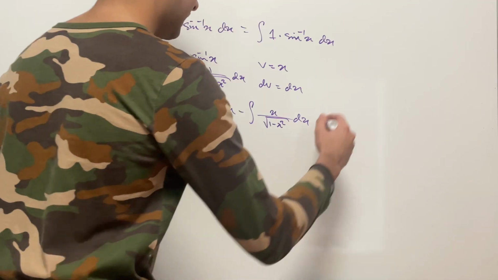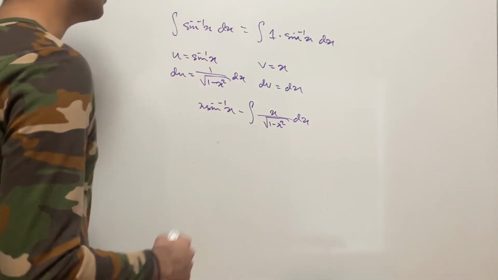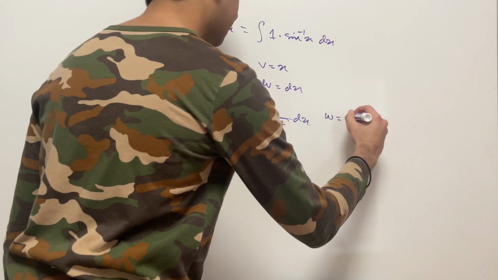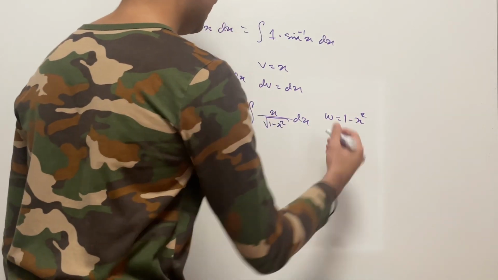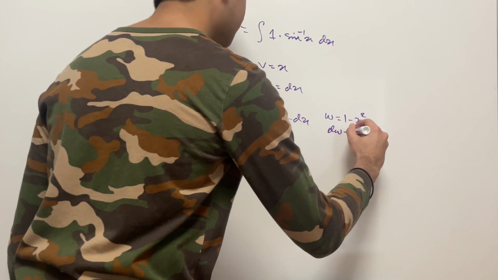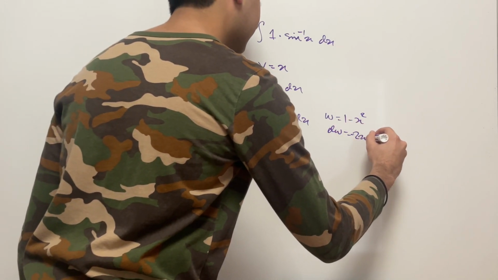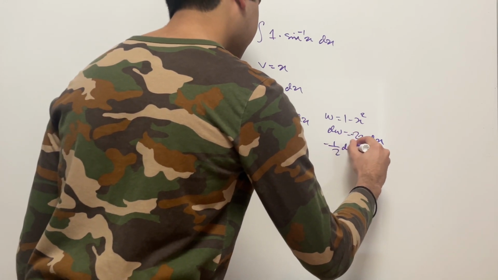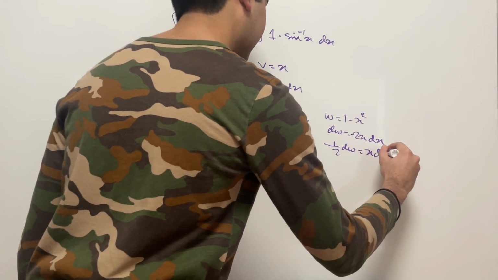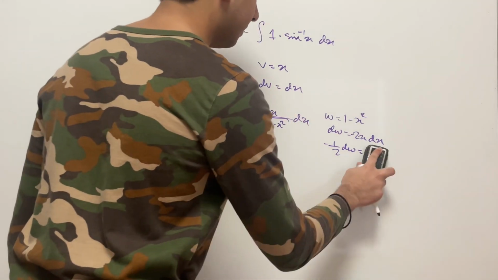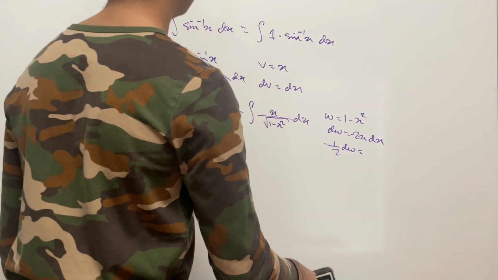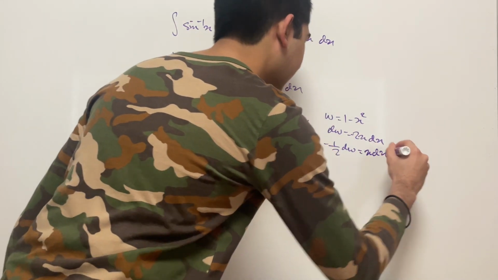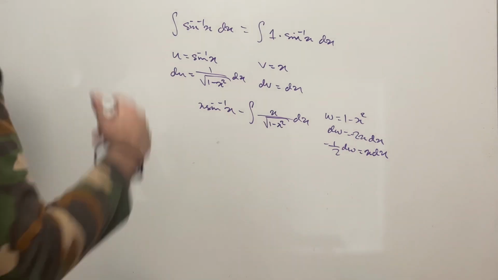So I already used u. I'm gonna use w because w is kind of cool. So I'm gonna say w is equal to 1 minus x squared. So dw is equal to minus 2x dx, which means minus 1/2 dw is equal to x dx. Hopefully you can see this. Alright, whatever.